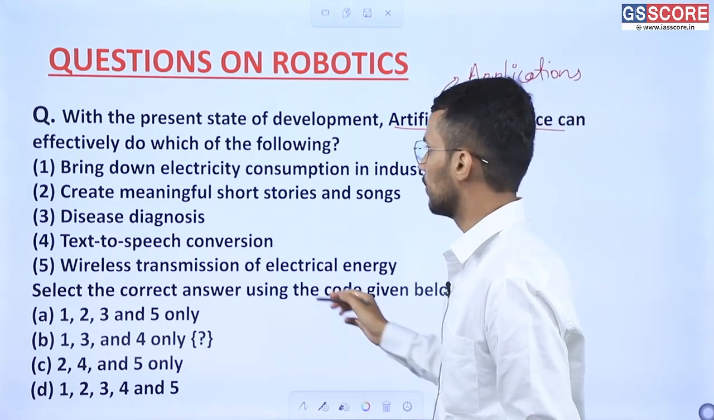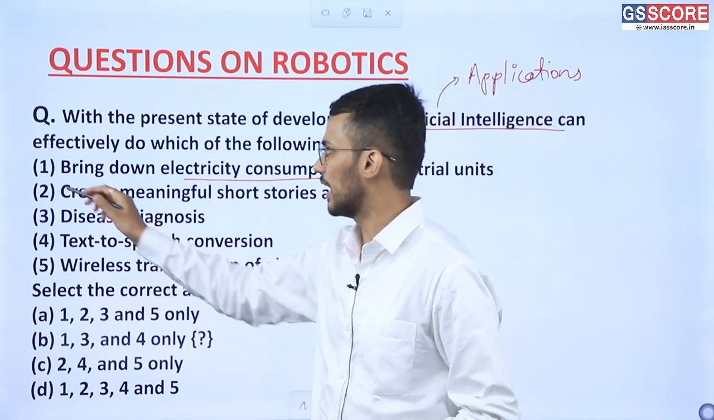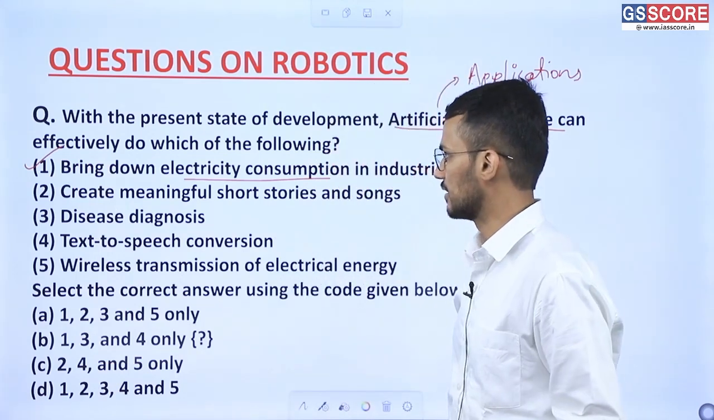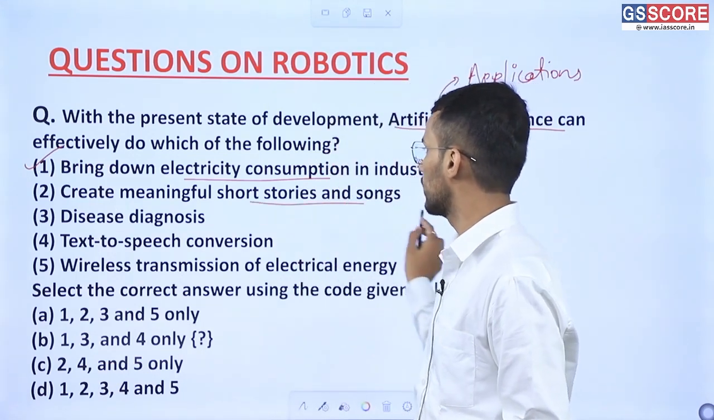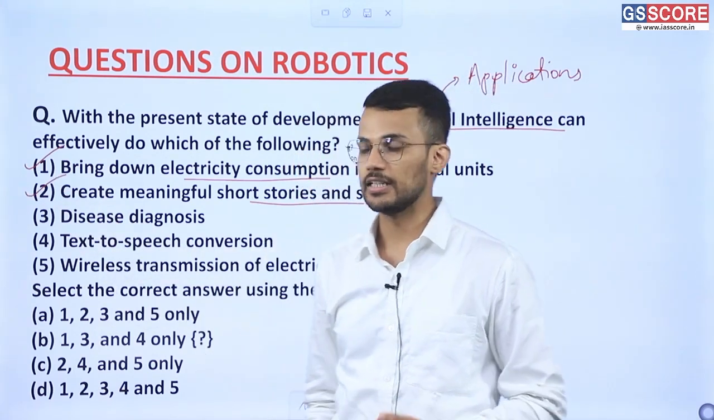Right. So first is bring down electricity consumption in industrial units by improving efficiency of the machines. It can bring down the energy consumption. Second, create meaningful stories and songs. Yes, that is possible with machine learning and deep learning.